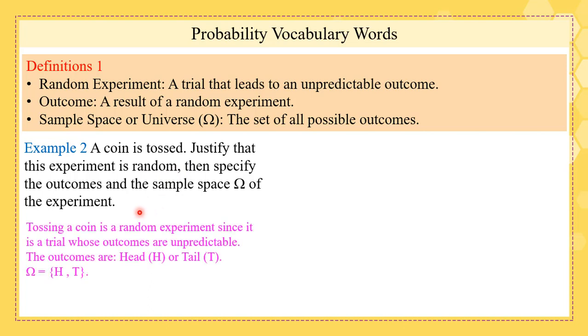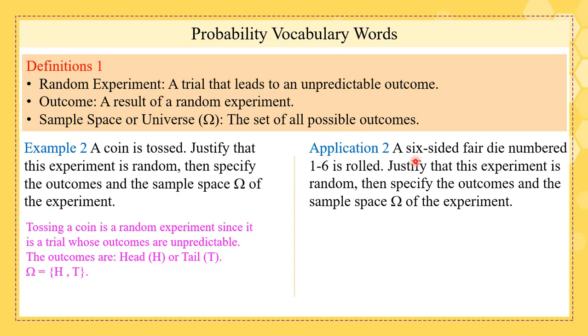So in this case, tossing a coin is a random experiment because it's a trial whose outcomes are unpredictable. If I toss a coin, I cannot tell whether the outcome is going to be a head or a tail. Well, the outcomes are head, which is usually denoted by capital H, or tail, which is denoted by capital T, and omega, the sample space in this case, would be the pair that contains H and T.